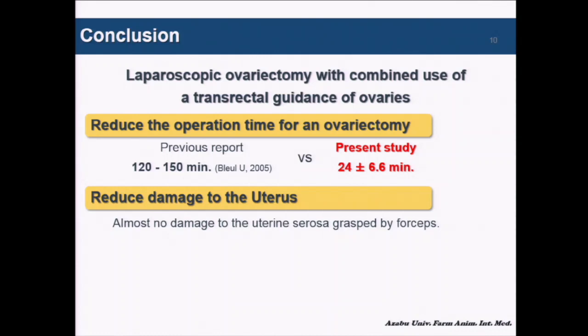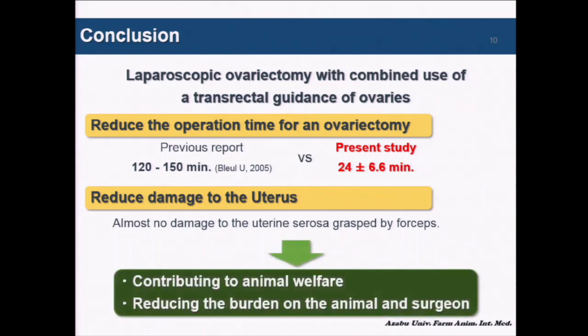Also, in the guidance group, damage to the uterine serosa grasped by forceps was hardly observed. So, these results show that transrectal guidance of the ovary reduces the time to complete laparoscopic ovariectomy in cows and reduces physical damage to the uterus. Thereby, it effectively contributes to animal welfare and reduces the burden on the animal and the surgeon.